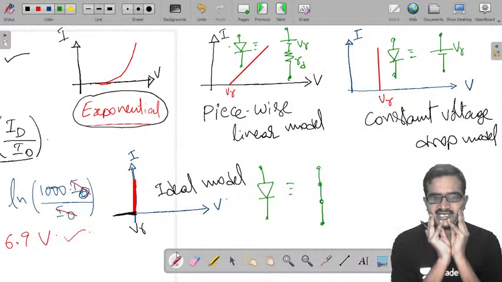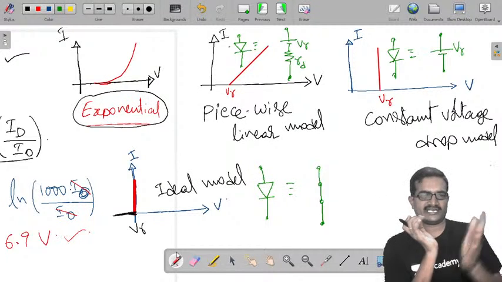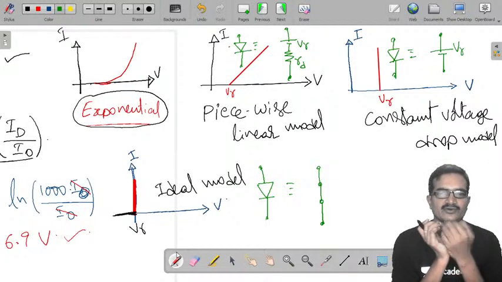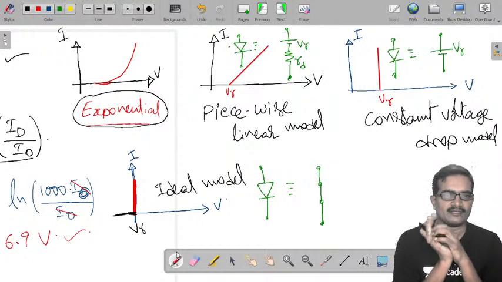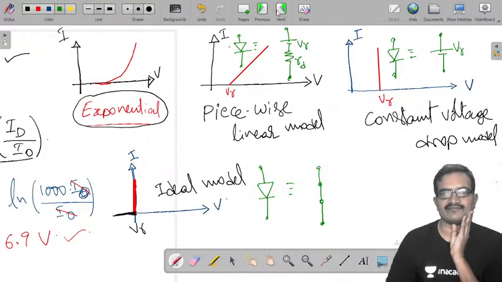Four options were given in that. All four options are applicable, but based on the statement, the VI characteristics of the diode that they give, the answer will change. We will go to that problem later. So today, let's rewind what we discussed.